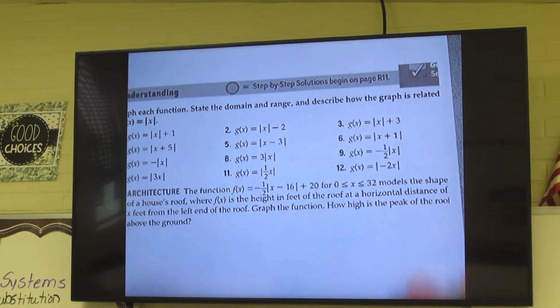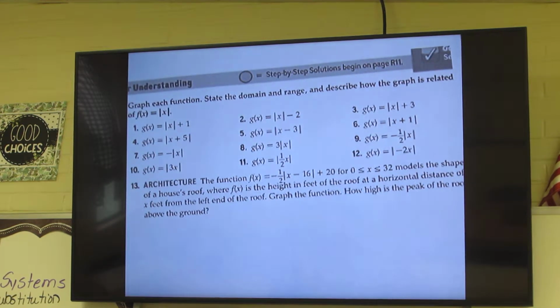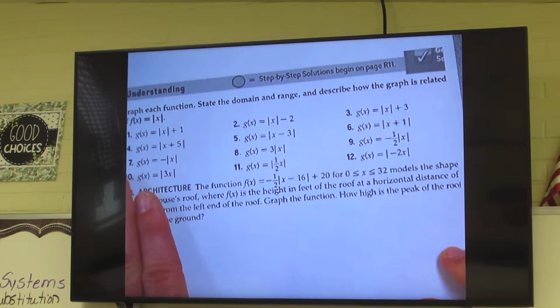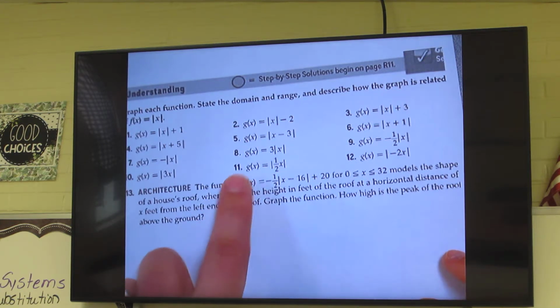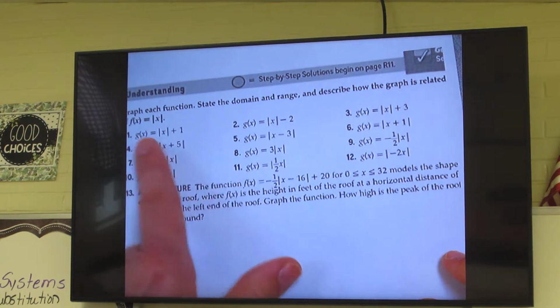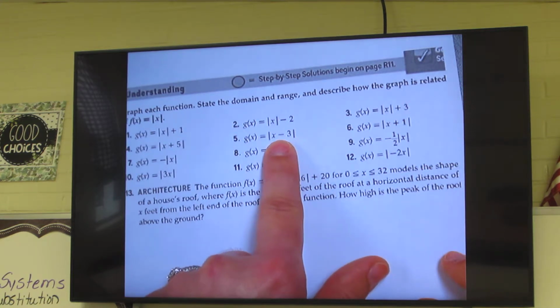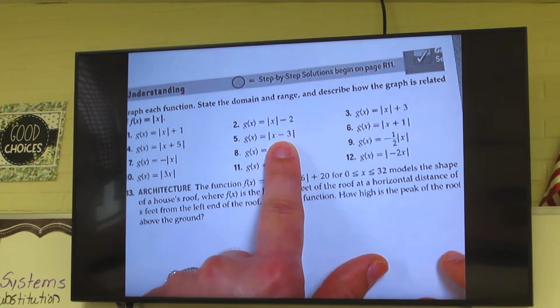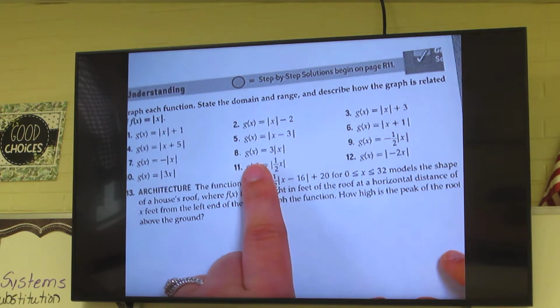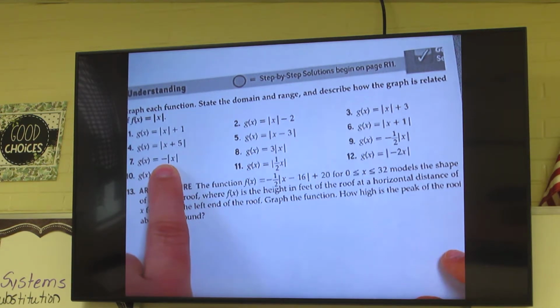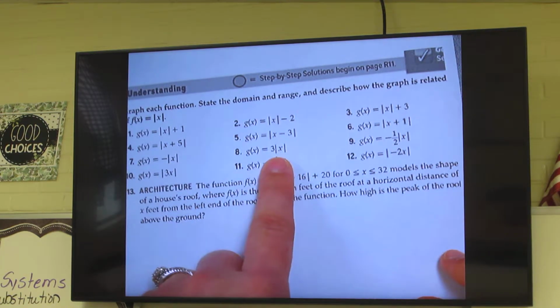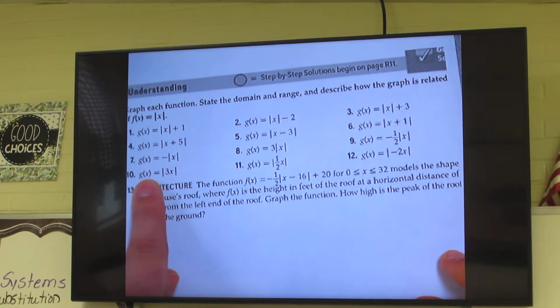Alright, so my students' homework looks like this. The first one was number 1, and we know that this is going to be just translated up 1 unit. Number 5 is translated to the right 3 units. Number 7 is going to be that reflection piece, reflected across the X. Number 8, and they had number 10.